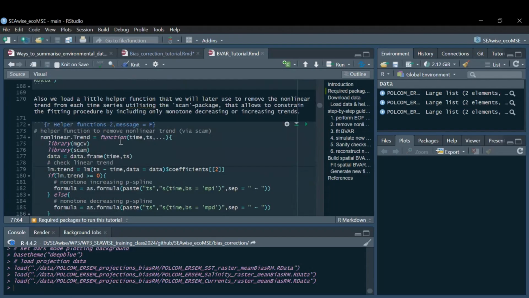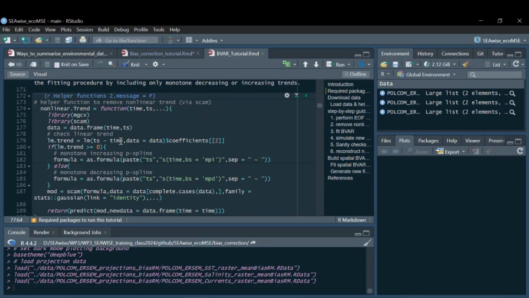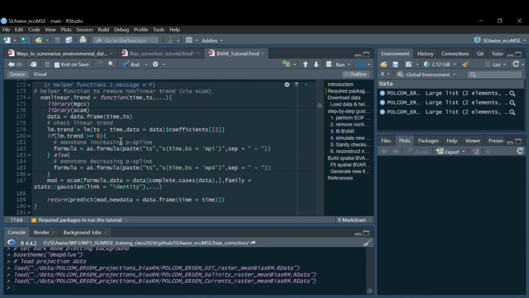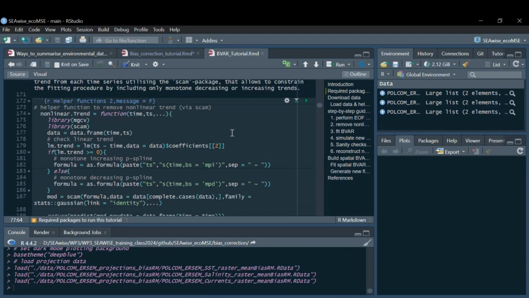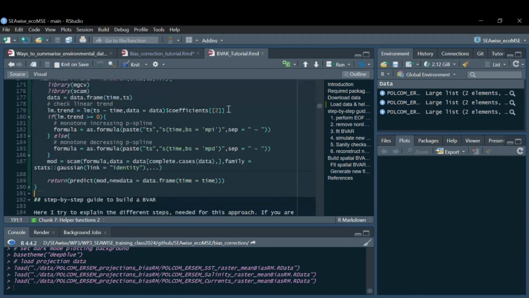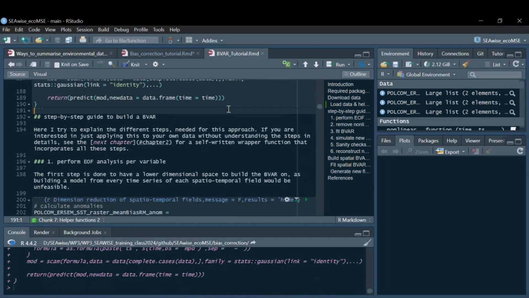And then I have here a function which removes the nonlinear trend. As I said in my answer to Marcus, this is a way to remove a monotone nonlinear trend via a P-spline approach, constraining it to have either a monotone increasing P-spline or a monotone decreasing P-spline, which we also load in. It's a nice helper function that we use later on.